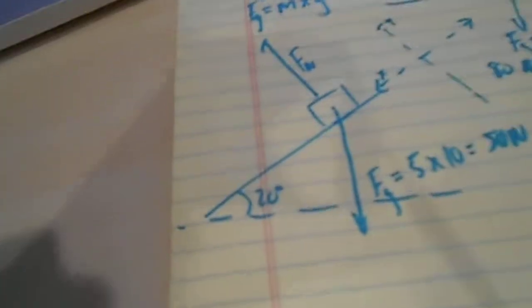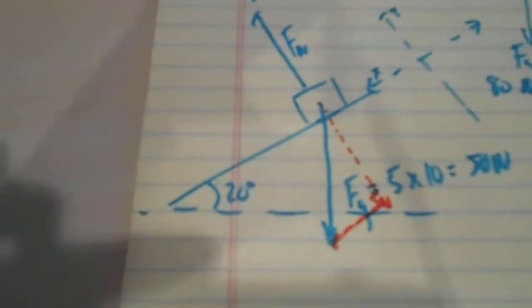And now I have to use some trig. So bear with me. I have to break up this vector here into a y component and an x component. See that right triangle there? So that's going to be my x component of gravity. This is going to be my y component of gravity. And this angle right there is going to be 20. It's always going to be the same as whatever the incline is.